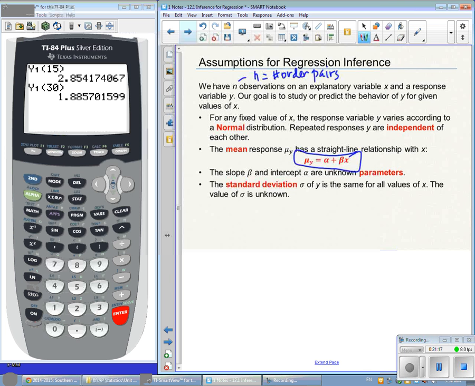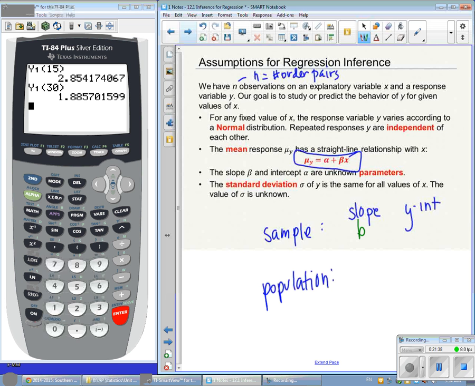So in general, I'm going to do a little table here. So we have our slope, we have our y-intercept, we have our sample, and we have our population. The slope in our sample we're going to call b, lowercase b, just a regular plain old b. And our y-intercept from our sample we're just going to call plain old a. But in the population, we're going to refer to the slope as beta and the y-intercept as alpha. And so those are the things that we're trying to estimate.